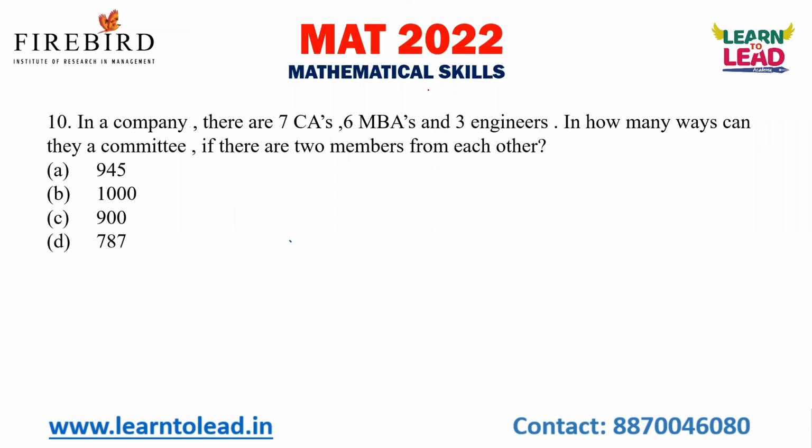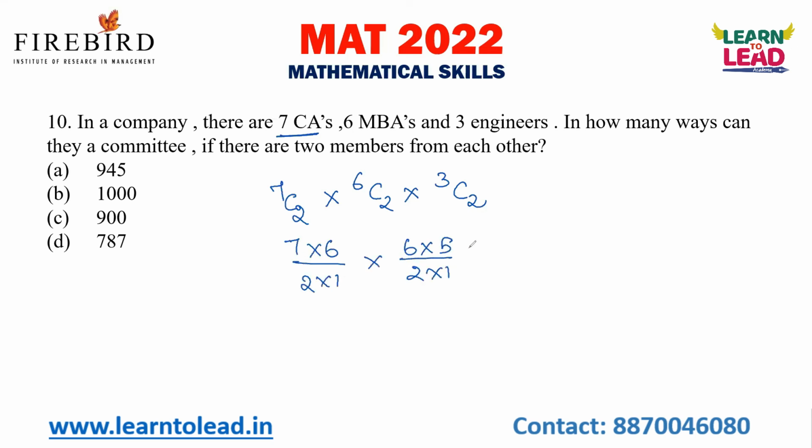Next, in a company, there are 7 CAs, 6 MBAs, and 3 engineers. In how many ways can they make a committee if there are 2 members from each? So 2 members from CA, then you have to do 7C2. You are going to select, right? 7C2 into 2 members from MBA, 6C2, into 3 from engineers. So 7 into 6 divided by 2 into 1, into 6 into 5 divided by 2 into 1, into 3 into 2 divided by 2 into 1.